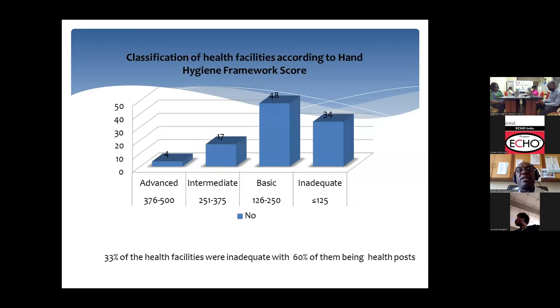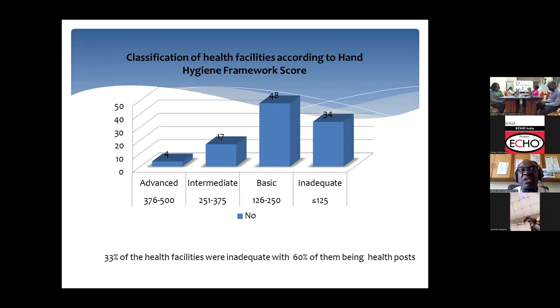Then according to the hand hygiene framework, only four of them were able to meet the advanced level. Advanced means that when you score the framework and then you summarize the score, the facility had 376 over 500 marks, because the total framework is on 500 marks. So only four facilities had a mark that was about 376 or more.